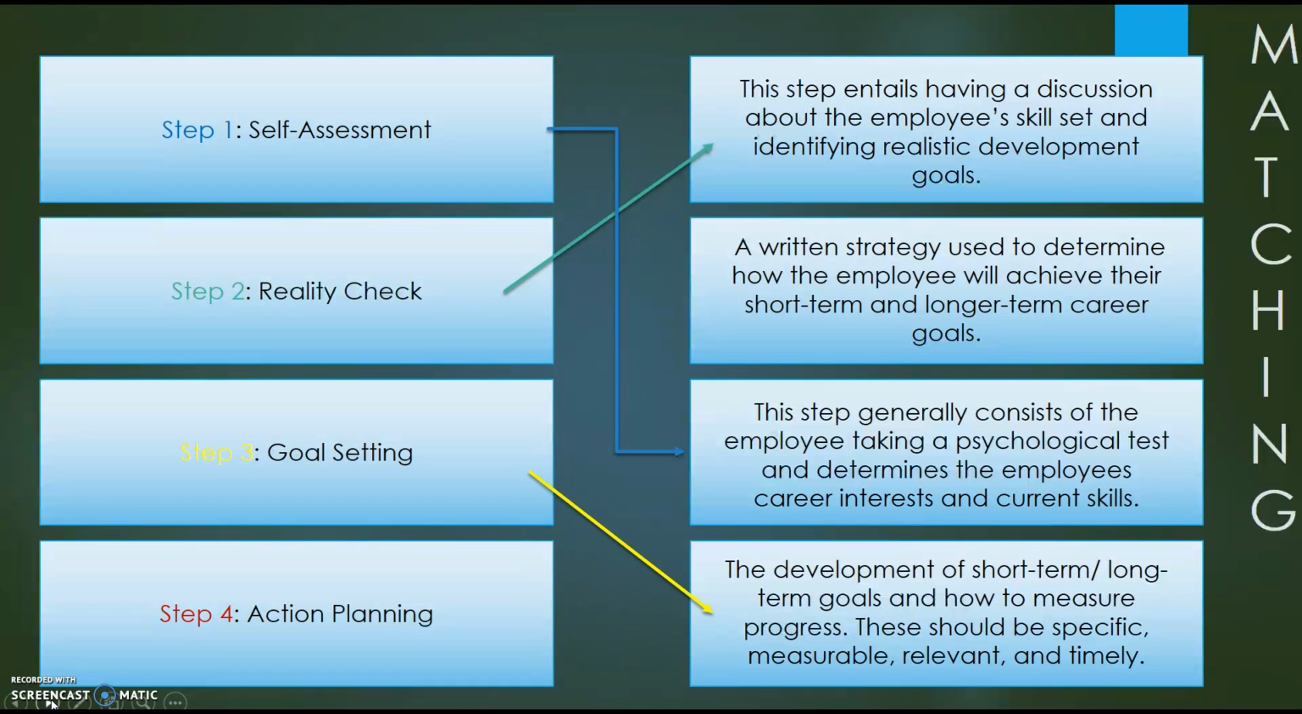This is the development of short-term and long-term goals and how to measure the progress. And lastly, action planning, which is the last square. A written strategy used to determine how the employee will achieve their short-term or long-term career goals. Fantastic job, everyone.